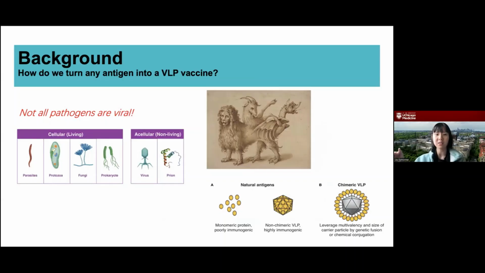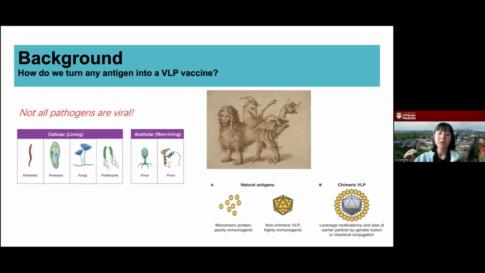Now the biggest issue with virus-like particle vaccines is that, as the name suggests, you have to be a virus, right? But not all pathogens are viral. In today's talks, I've heard so many different talks about people working on parasites, protozoa, fungi, E. coli, bacteria, etc. So you can clearly see that if these pathogens are not viral in nature, how can we actually use virus-like particle vaccines on these pathogens?